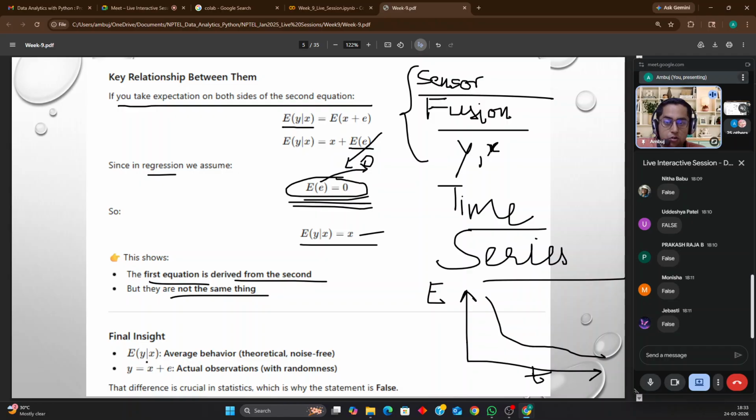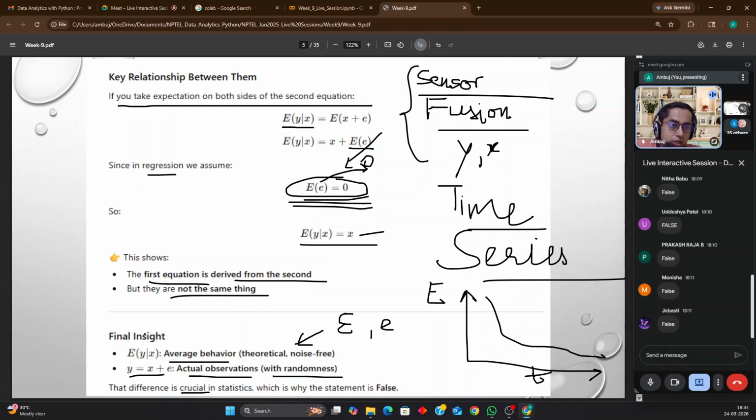The expected value of y given x will give you the average behavior. It will be theoretical and noise free because you have not incorporated any error value epsilon or error value e. But in the case of y equal to x plus e, your actual observations will be there with the randomness. So there is a crucial difference.